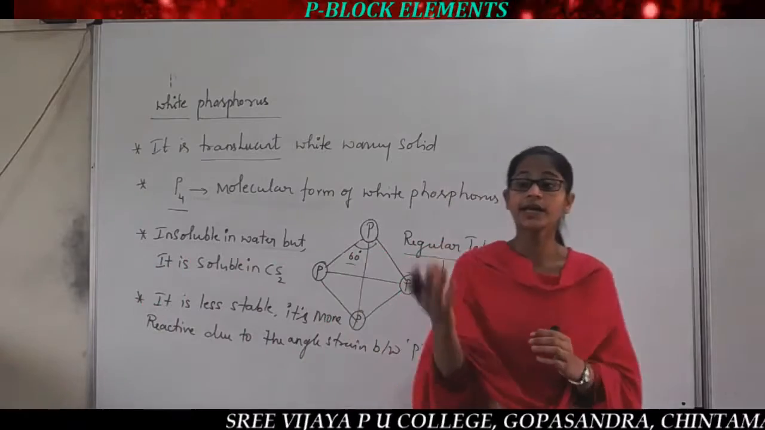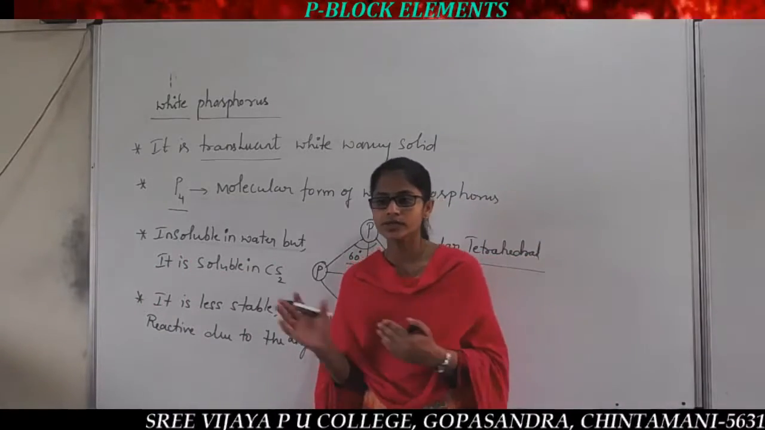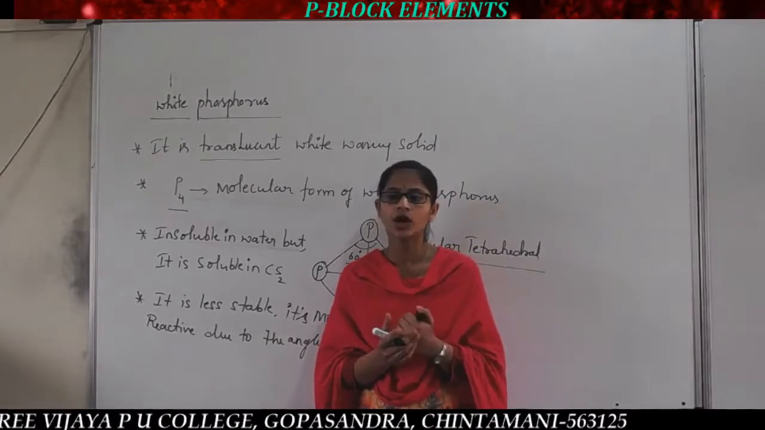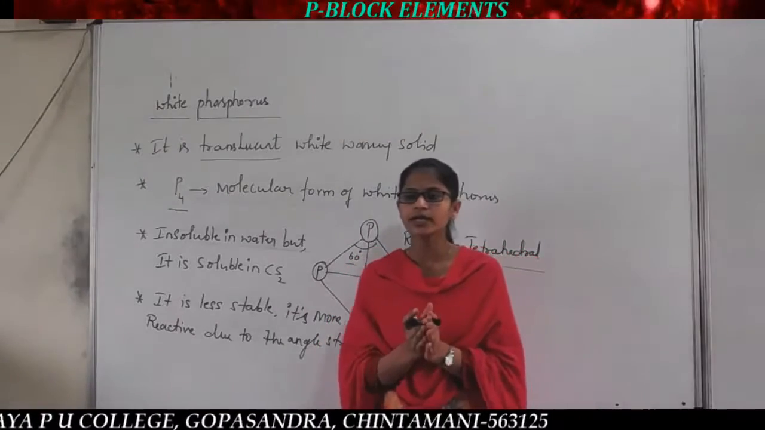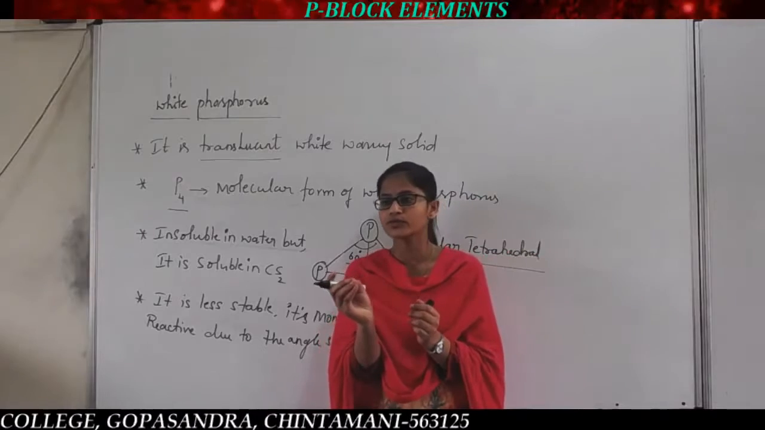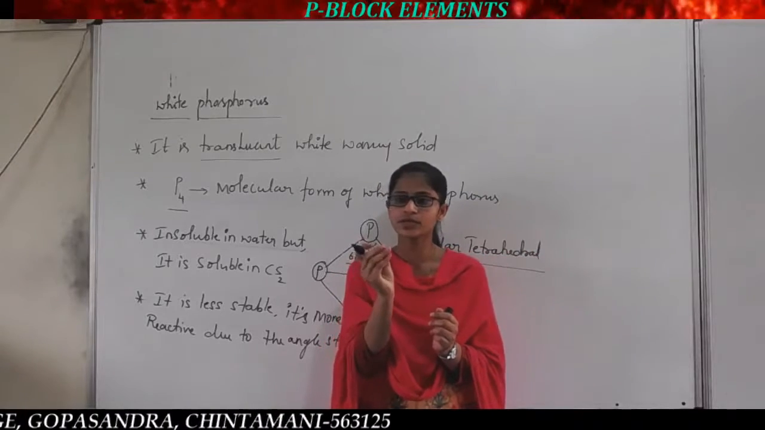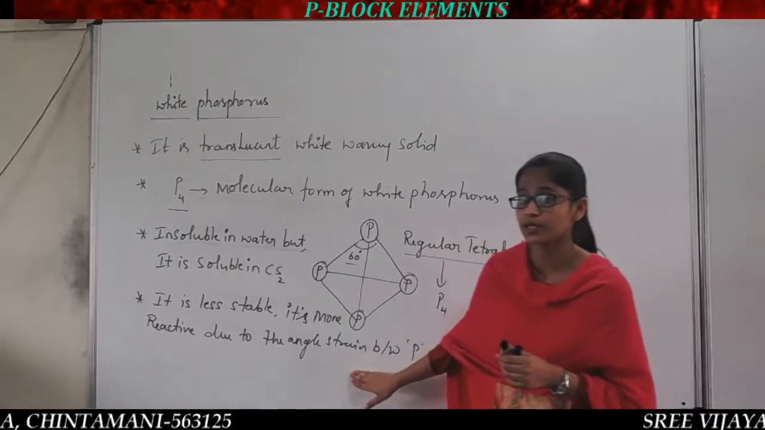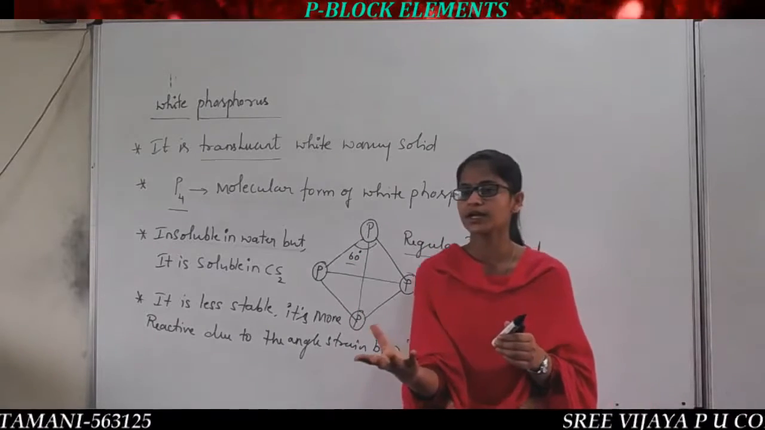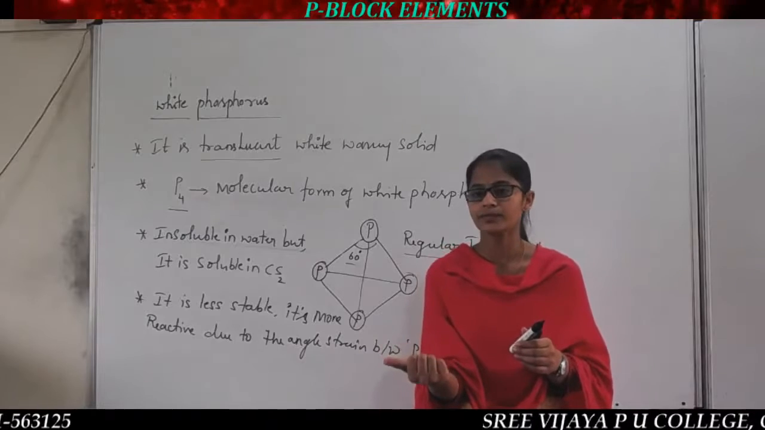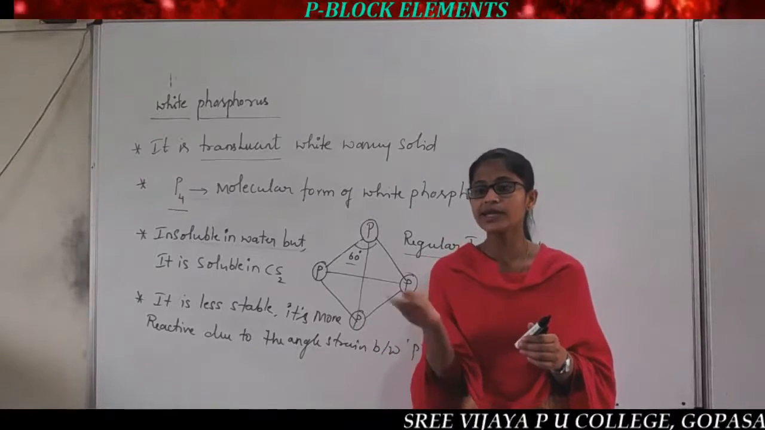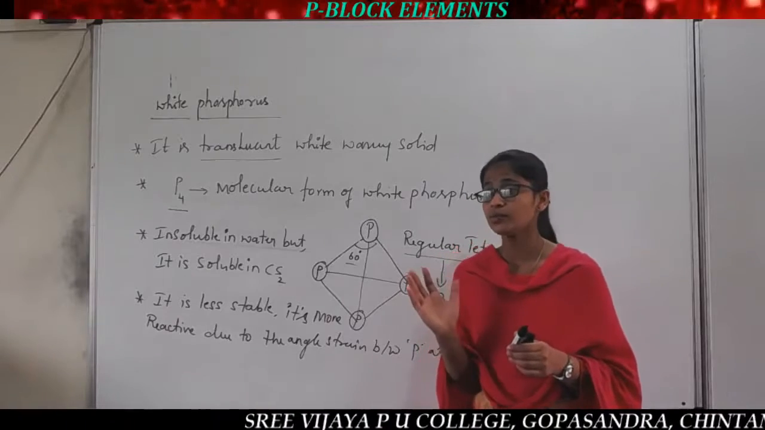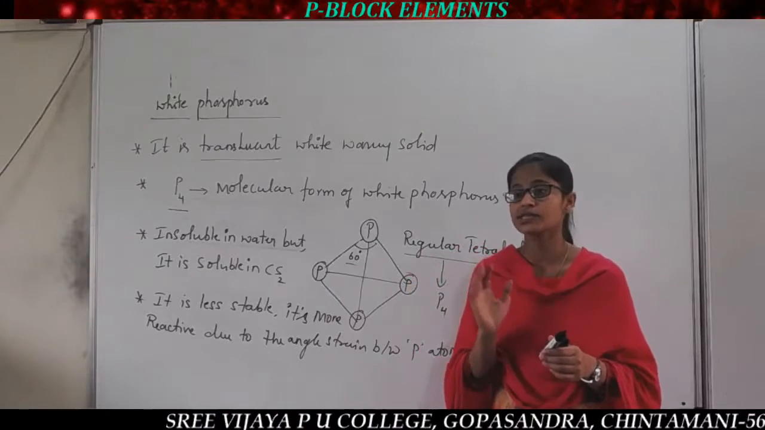This white phosphorus readily reacts with oxygen. Because of this reactivity, it gives rise to white fumes. Because of the high reactivity, when white phosphorus is kept in an open space, it catches fire. Because it reacts with oxygen, it is called poisonous. This white phosphorus is very poisonous, toxic in nature.